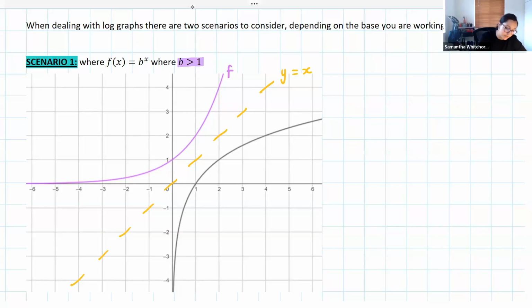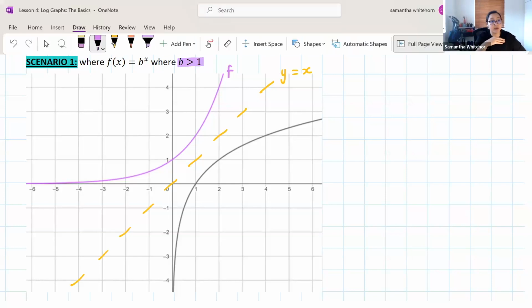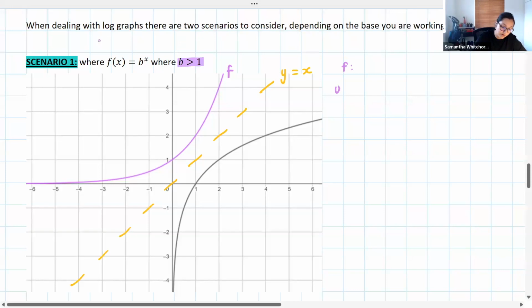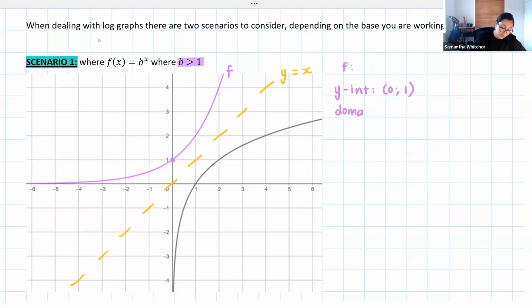Okay, but there's a couple of things that we start to notice, and this links back to what we spoke about in our previous lesson. So firstly, let's just talk about the graph of f. The graph of f has a y-intercept at (0, 1). We can see this on the graph. We also can see that its domain, as we've already written down earlier, is x element of real, and that its range is y greater than 0, because remember, the x-axis is our asymptote.